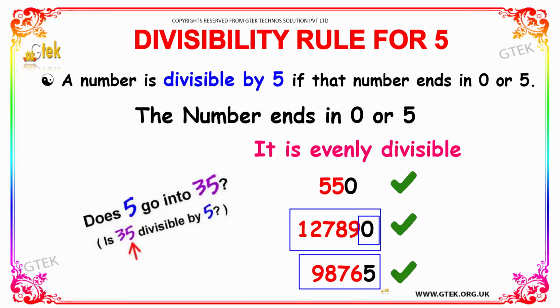In this number, we have the last digit as 5. Hence, the number 98,765 is divisible by 5.